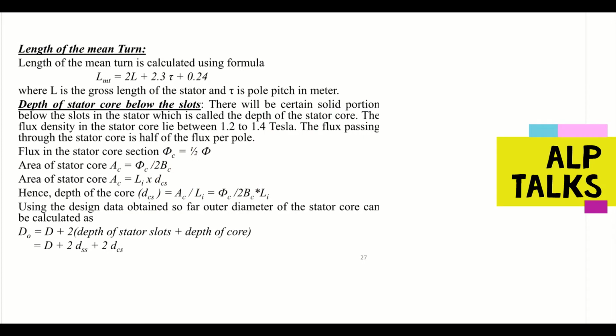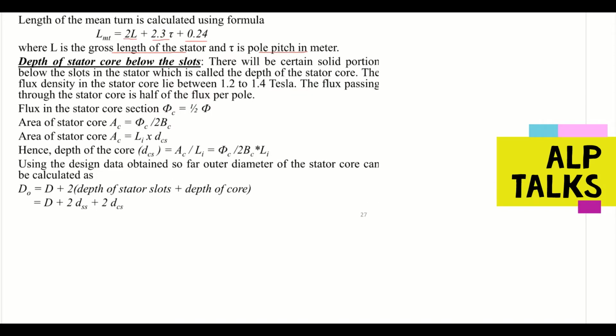So what will be the length of the mean turn? Whatever the mean turn is there, what is the length of it? We can calculate it by using this formula: 2 times the length L plus 2.3 tau plus 0.24 extra, where L is the gross length of the stator, and tau is the pole pitch in meters.